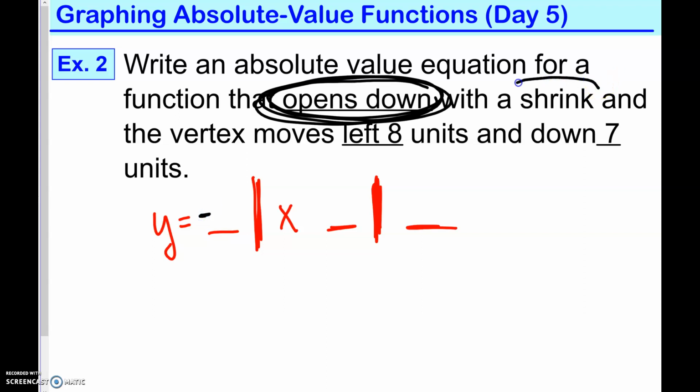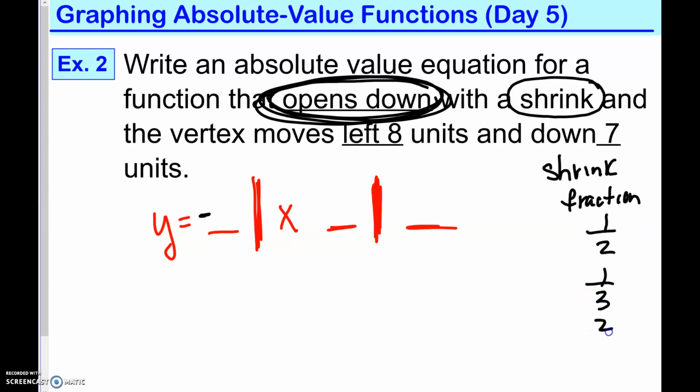And now they're telling me that it's a shrink. So if something is a shrink, then that means I'm going to have a fraction. Remember, between 0 and 1. So I can put any number I want here. I can put in 1/2, I can put in 1/3, I can put in 2/5, just as long as it's a fraction somewhere between 0 and 1 is what we need. I'm just going to put in a 1/2. If you choose to do a 1/3, it really doesn't matter. All right, the next thing that we need to look for is in here with the x value.